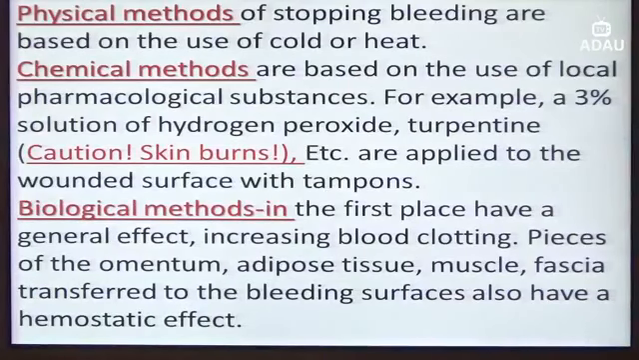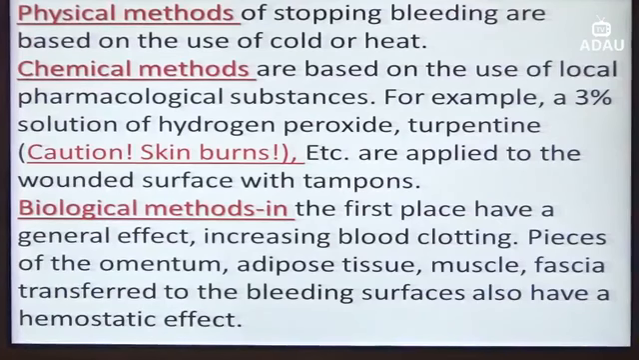About physical methods, we use cold or heat, because when we want to stop the bleeding process during operation, physical methods are based on cold or heat. Chemical methods are based on the use of pharmacological substances, such as 30% hydrogen peroxide. We should be very careful when we use that, because it can cause skin burns.